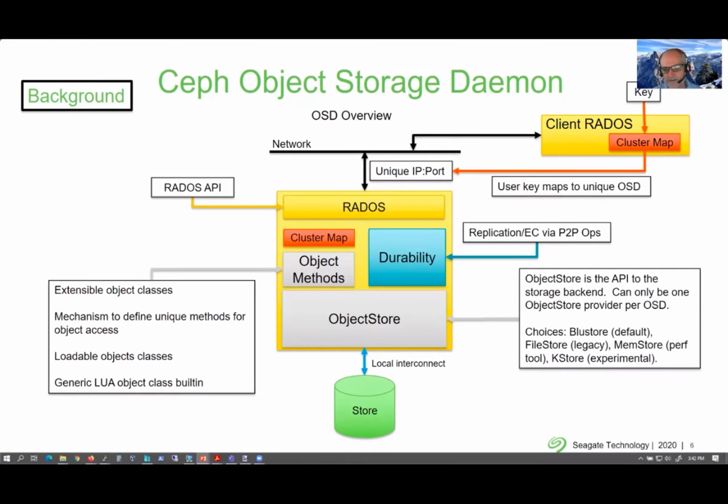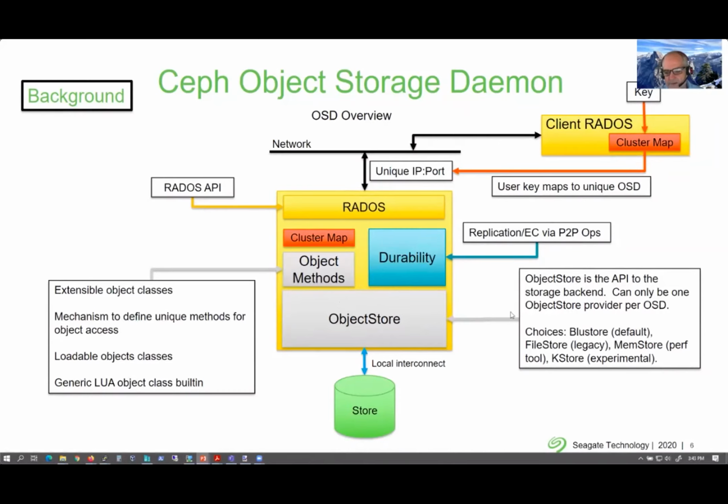There's durability. This is where replication and erasure coding happen via OSD to OSD operations. But in the back end is the actual object store itself. This is the unit of code that manages the drive and knows how to break up objects, store them on the drive, and retrieve them from the drive as requested. The object store itself is really a class that you can implement different providers of.